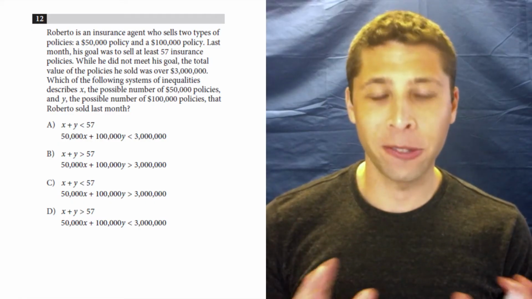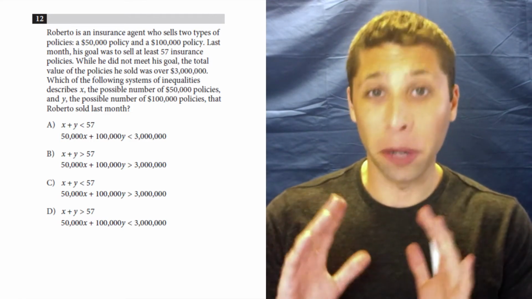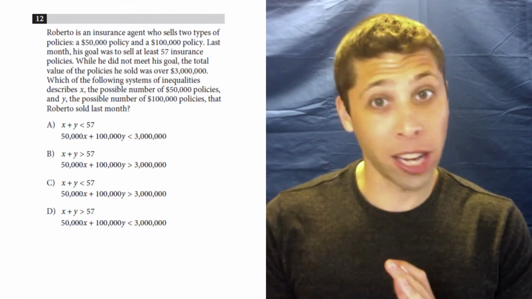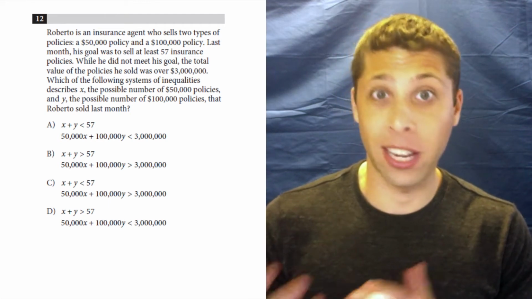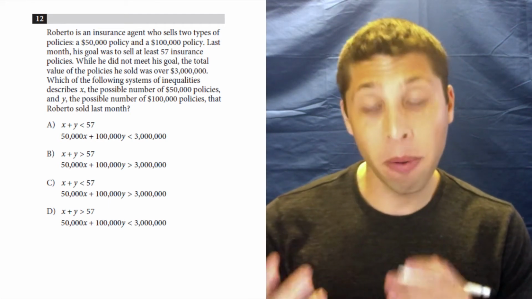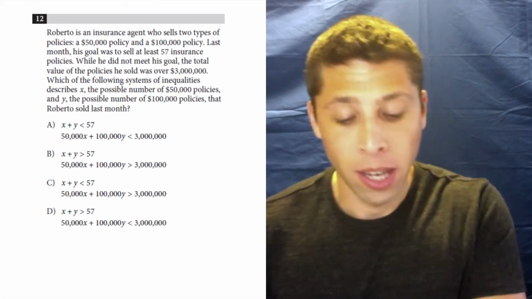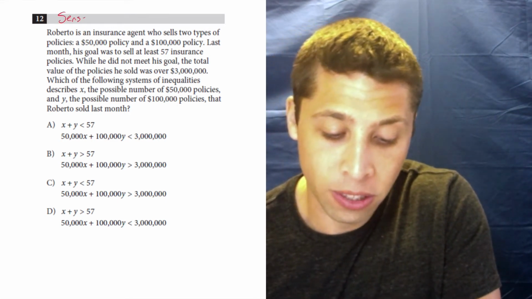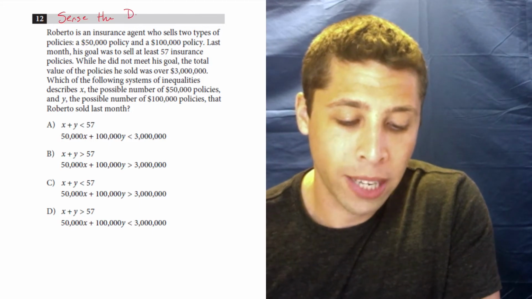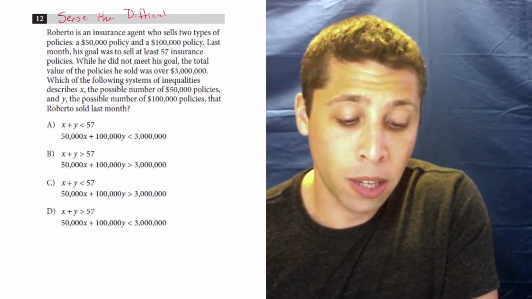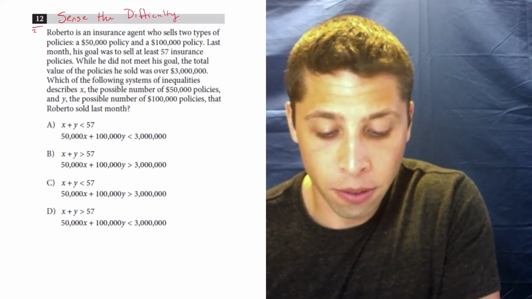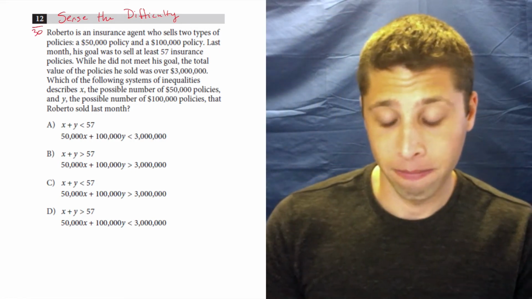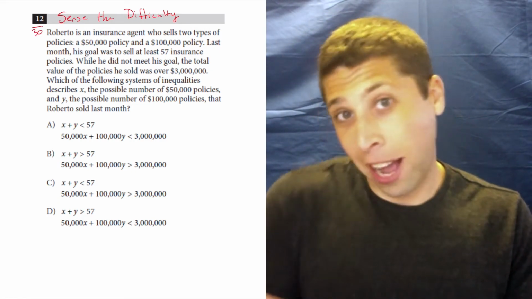This question is super mean, but we're going to use kind of like guess and check, a little bit of working backwards to help us. And we need to remember where we are in the test. So let's use the question number to sense the difficulty. We're at number 12 of 30 multiple choice questions, so we're getting to the halfway point.